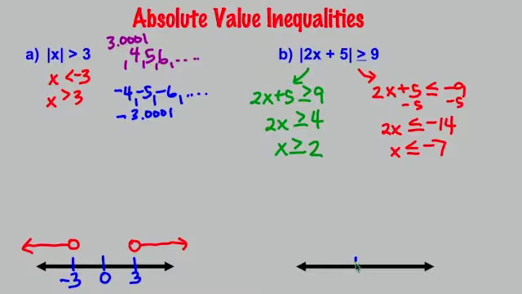I'm going to put 0 here as a reference point. I've got 2 over here. I've got -7 over here. So anything greater than or equal to 2 would be a closed circle going to the right. And this would be at -7, a closed circle, because it's an equals, and it's going to be everything less than. So this is how we would symbolize it on our number line.